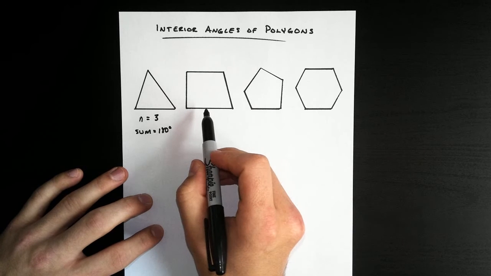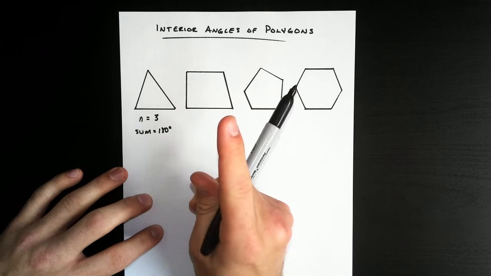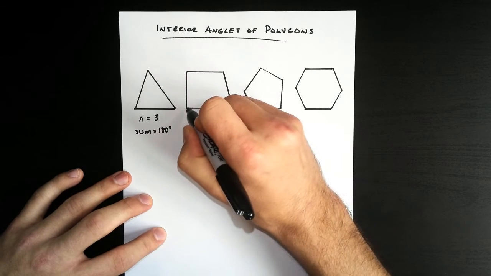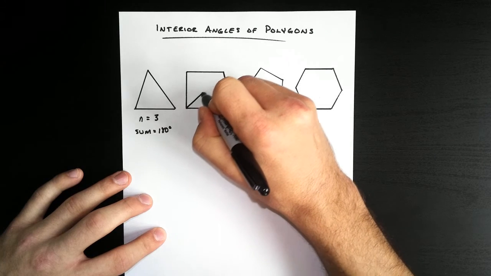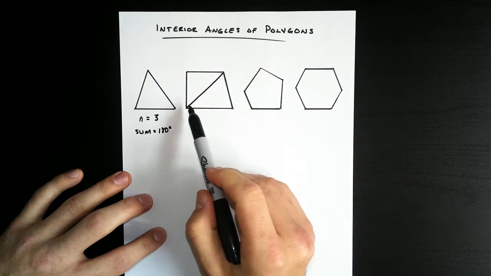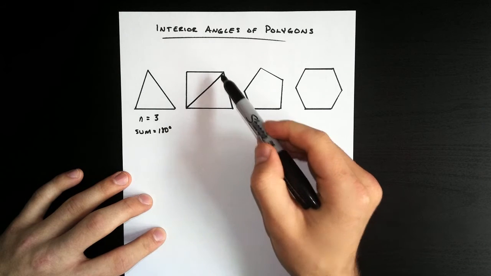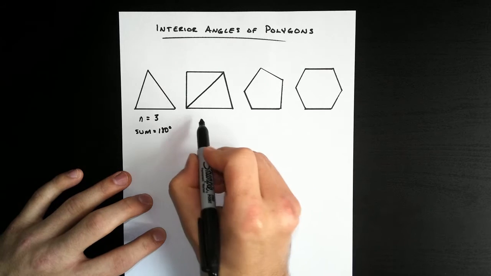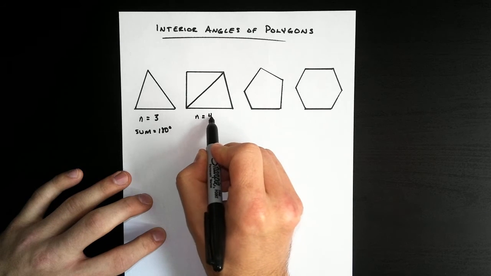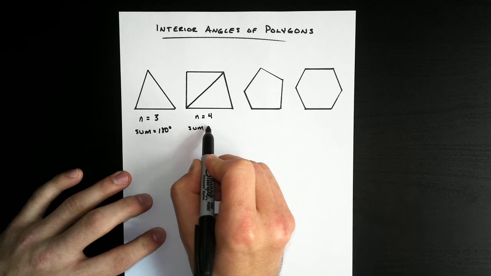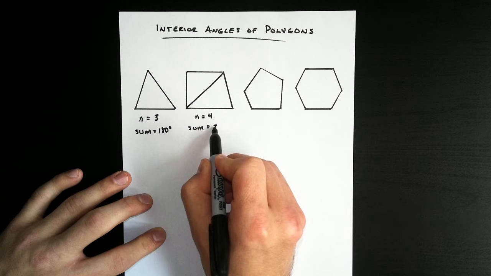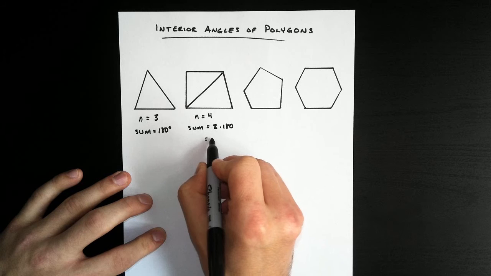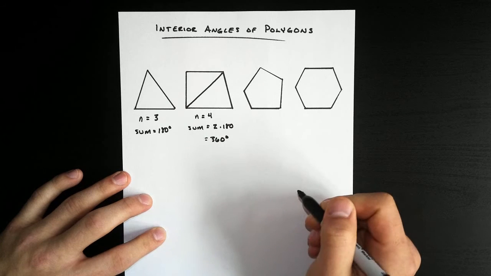Now if I add in another side, I have a quadrilateral here, but since I already know the sum of a triangle is 180, if I draw in a diagonal, okay, so a diagonal goes from a vertex to a non-adjacent vertex, I split this quadrilateral up into 2 triangles. So when n equals 4, my sum, I have 2 triangles. Each one of those triangles has 180 degrees. So that means our sum is 360.